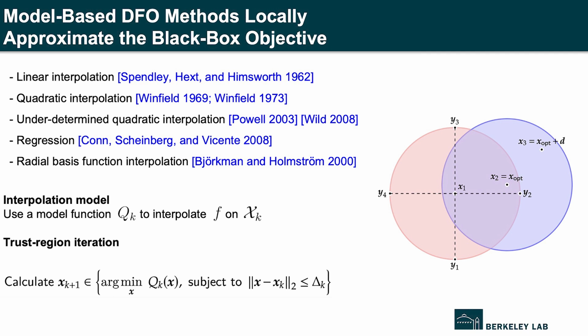And we can see that there are a lot of different types of models. For example, the linear interpolation model, the quadratic interpolation model, and some underdetermined quadratic interpolation model, which we are going to talk about here, and also some regression models and radial basis function interpolation models.